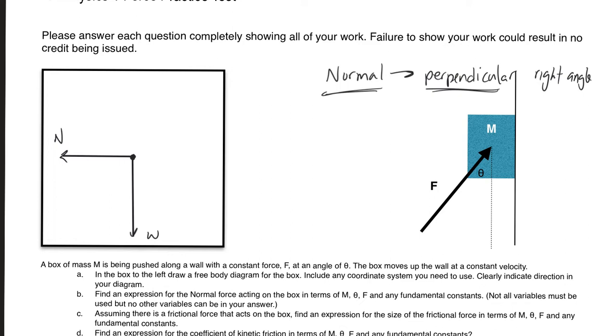Now, the next question is a little bit harder. It says a box of mass m is being pushed along a wall with a constant force at angle theta. The box moves up the wall at a constant velocity. This situation is balanced because it says the words constant velocity. And I have this force. Now, to deal with that force, I said we would deal with it at the end here. And I'm not sure we're at the end, but I think we're getting close.